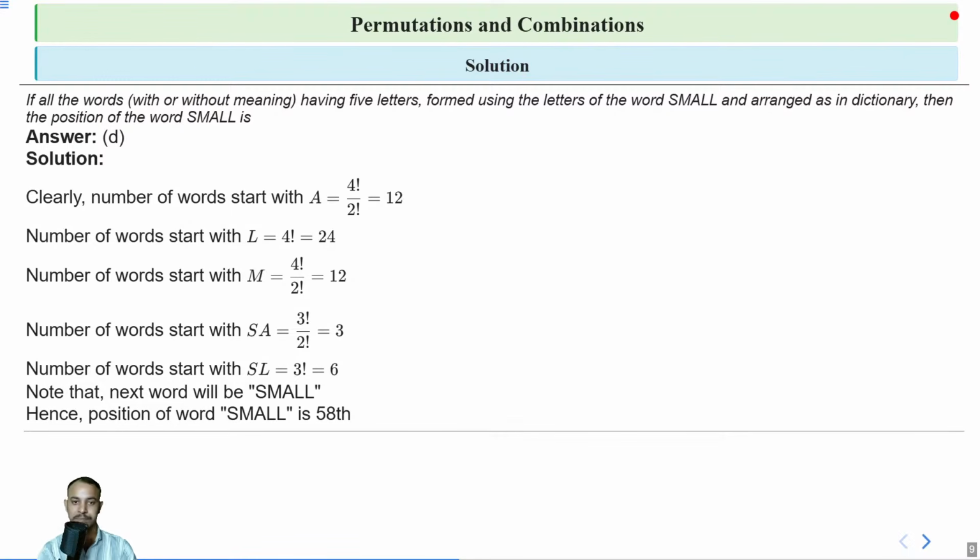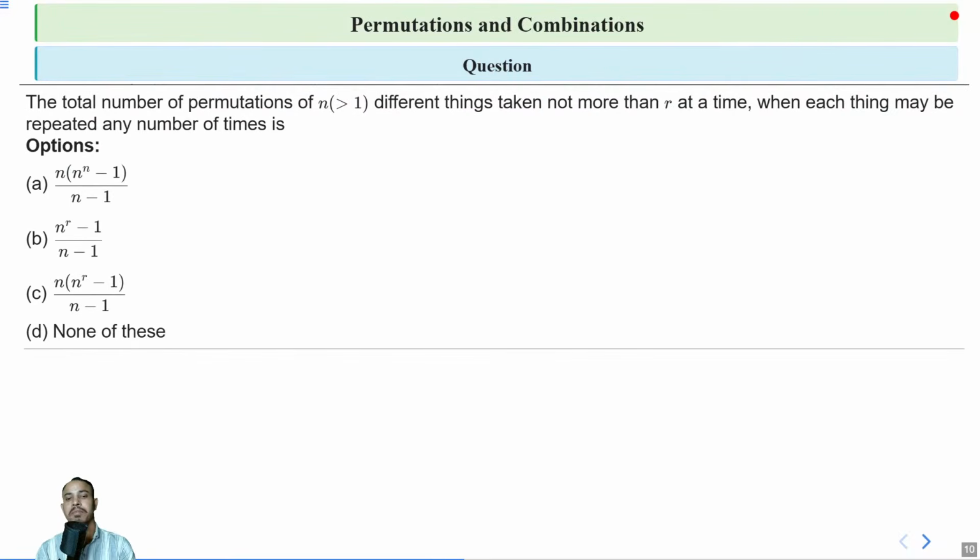Now moving to the next. Here in this question, we have to find the total number of permutations of n, which is greater than 1, different things taken not more than r at a time, when each thing may be repeated any number of times. You have here 4 options. Among these 4 options, which option is correct, that you have to find. First understand what this question wants to say, and then write your answer in the chat section. Try it by yourself now.